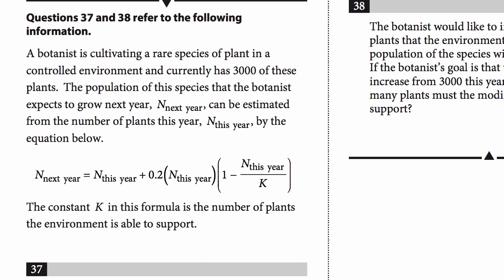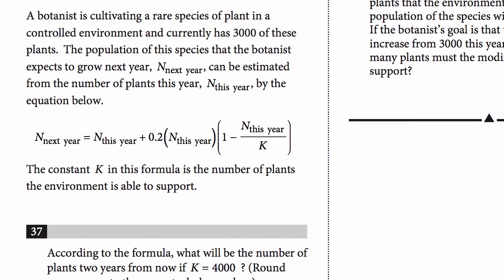All right, number 37. This one says a botanist is cultivating a rare species of plant in a controlled environment and currently has 3,000 of these plants. The population of this species that the botanist expects to grow by the end of next year can be estimated from the number of plants at the end of this year. So you've got this equation, and basically it's telling you that next year's crop is this year's plus 2/10 of this year times this factor over here. And they've got a K in there. It tells you that's the number of plants the environment can support.